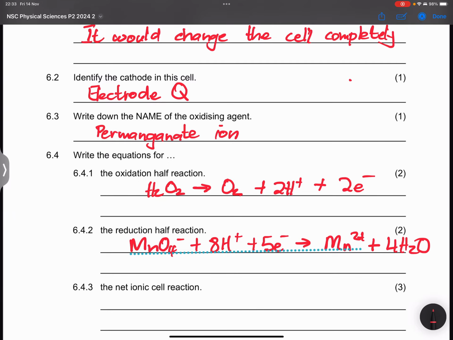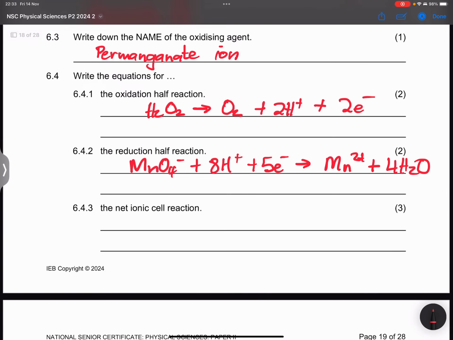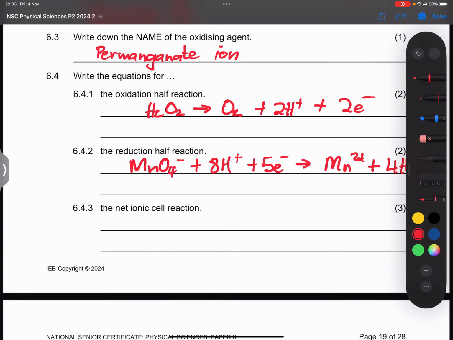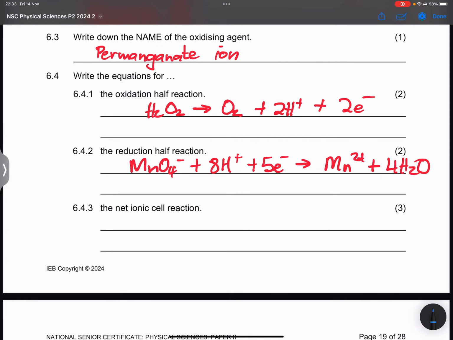Right, and they say the net ionic cell reaction. So all we need to do, ladies and gents, is to make sure that the number of electrons are equal on both equations. So I've got 2 here, I've got 5 over there. So for the 2, I need to multiply that by 5 to get the lowest common multiple. So that's going to be multiplied by 5. That's 5, that's 10, and that's another 10. We multiply this by 2.